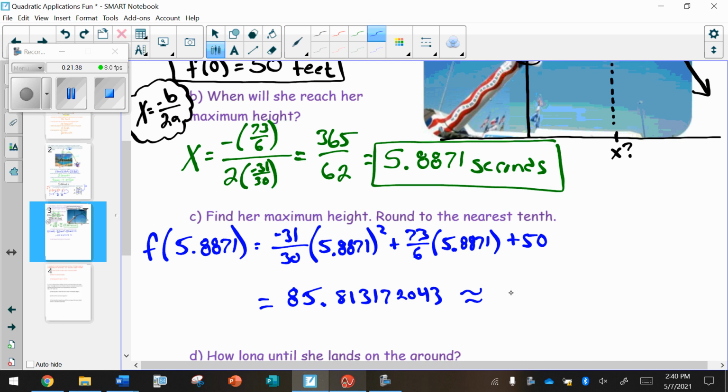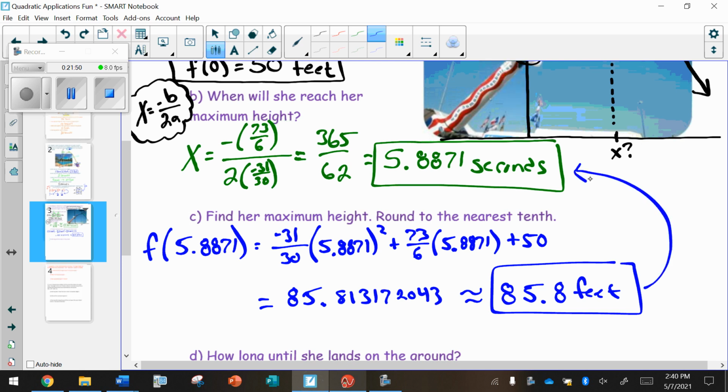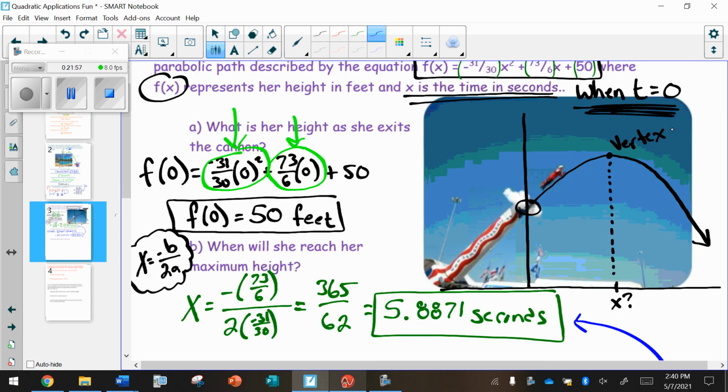That means one decimal place. So 85.8 feet is her highest, her maximum height. And her maximum height happened at 5.8871 seconds. That would be the coordinates of this vertex. Okay, the 5.8871 would be the x value, and then the 85.8 would be the y value.